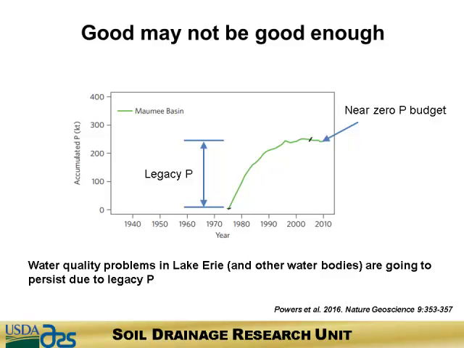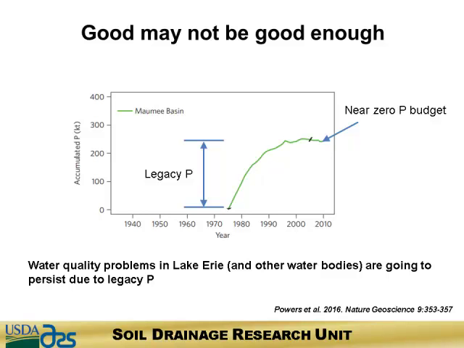This is a graph done in the Maumee Basin. This was an article that came out in 2016 where they looked at the accumulation of phosphorus in the basin. And remember, we're near a zero budget. That's where we are on the right-hand side. But look at the accumulation of phosphorus. That's what we call our legacy phosphorus. We have built up phosphorus in our soils to the level now where if we turned it off, if we didn't apply phosphorus and we got normal rainfalls, we're still going to have algal blooms. There's that much phosphorus in our system right now.